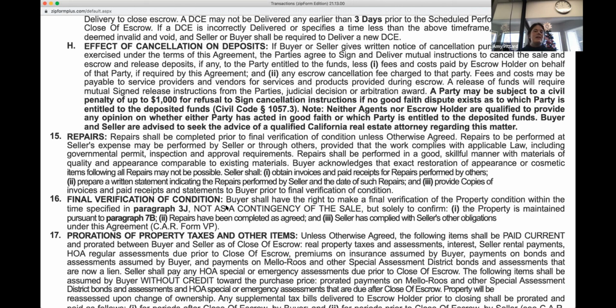And it's okay as a buyer's agent to request copies of receipts, a statement of what was done and on what days it was done by the seller. Any of that information is completely acceptable, and you should have it before you do your final verification of property condition so that you can verify it's actually been done.